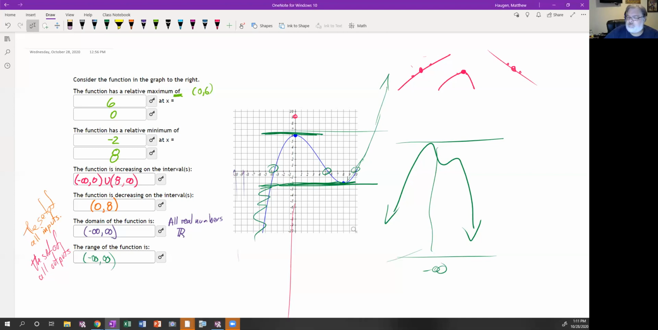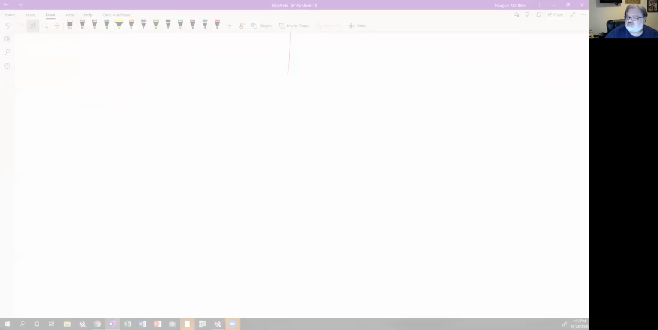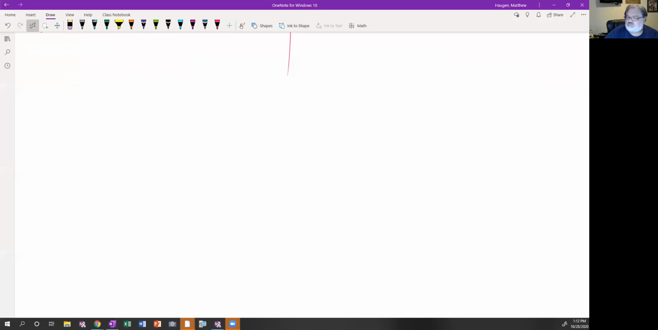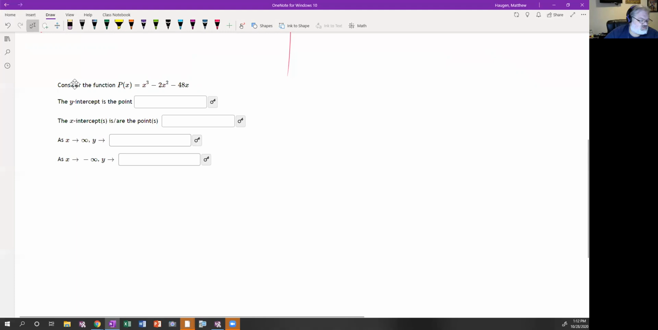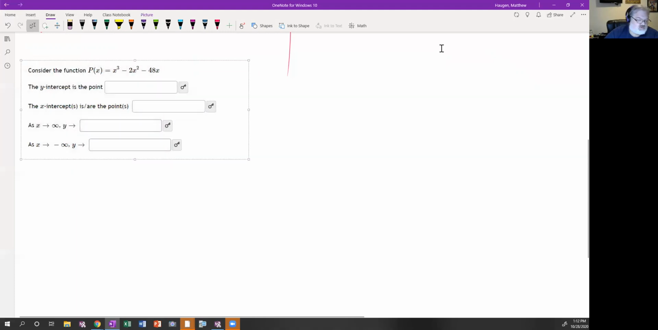What was that? I was working on number 4. P of x equals x cubed minus 6x squared plus 5x. And it's asking for the y and x intercepts, and as x goes towards infinity, y goes towards something. So it's asking for intercepts and end behavior. Yeah. Okay. I got the y-intercept and the x and y infinity parts. I just don't know how to find the x-intercepts.